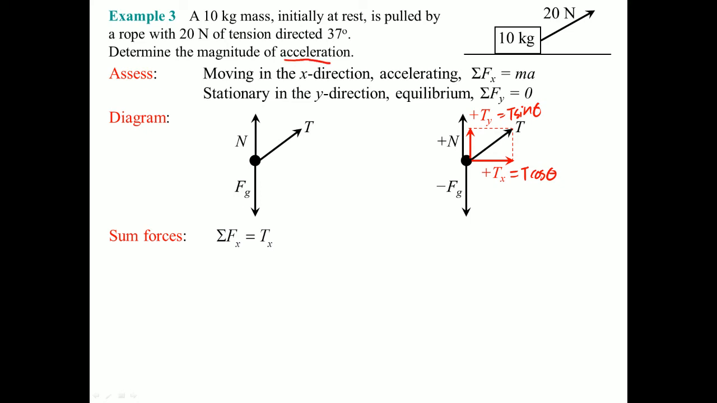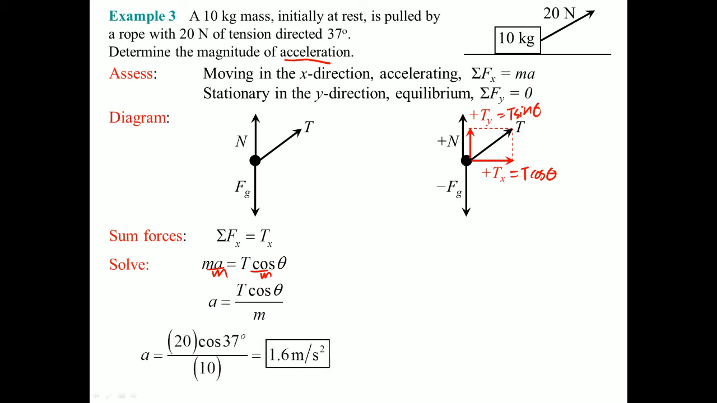Okay, so Fx is going to be equal to ma, and Tx is going to be T cosine theta. We saw that right here. Divide by m on both sides. You get a equals T cosine theta divided by m. Plug in the values. You get a equals 1.6 meters per second squared.